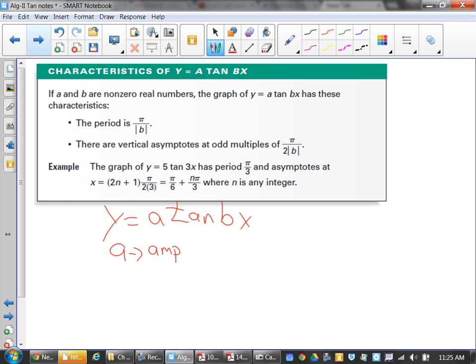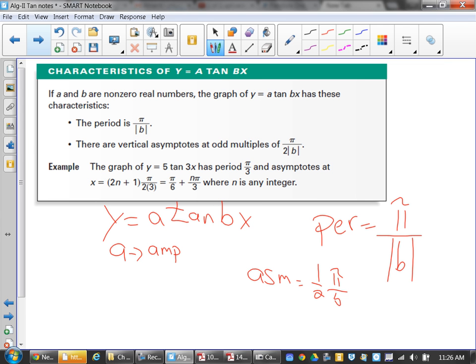The b value helps you to figure out your period. Your period now for tangent is pi divided by the absolute value of b. So instead of being 2 pi over b, tangent is pi over b. And then those asymptotes, when you figure out where your period is, half of them are on both sides of 0. That's why they say it's just multiplied by 1/2. Very, very easy to work with. You're going to have to trust it.